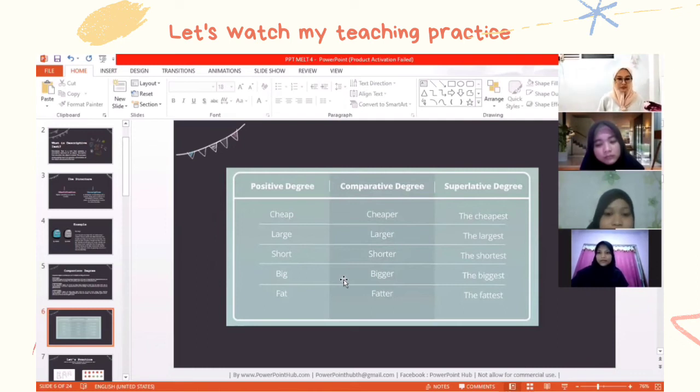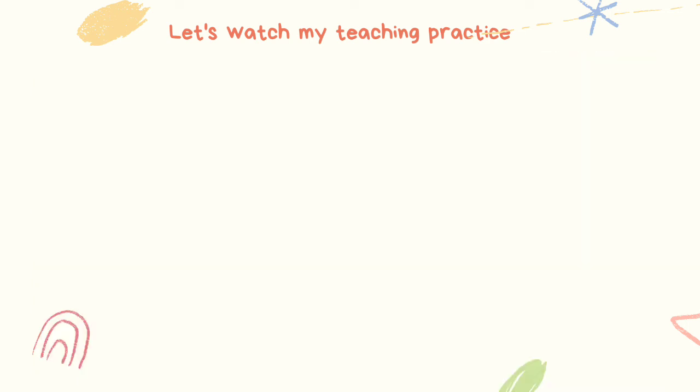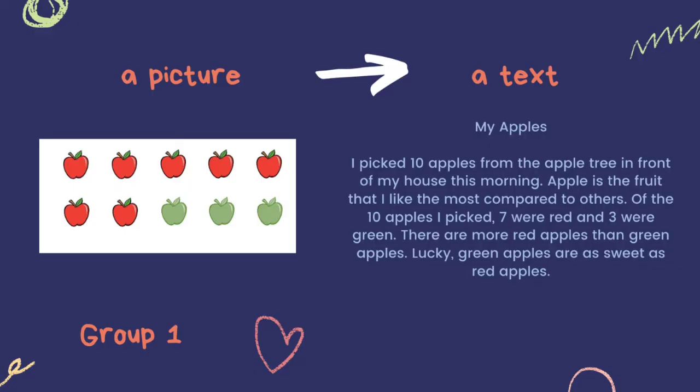Okay, here I only give you examples of one-syllable adjectives and adverbs, and I want you to try to make a descriptive text. So, in collaboration aspects, I divided students into two groups, group 1 and group 2, and then gave a picture and asked them to try to describe it. The practice is to change the picture to a descriptive text like the example before. And don't forget to pay attention to the comparison degree, of course, as an aspect to assess their writing.